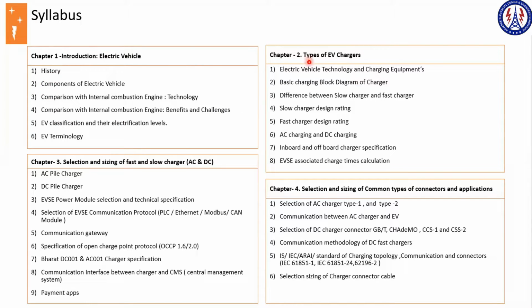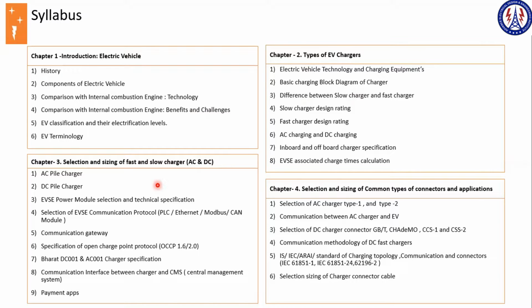Chapter 2, or module 2, has a focused area on EV chargers and their types. What types of EV chargers are available in the market, how they work, what slow charging and fast charging fundamentals are, the internal block diagrams of the chargers, the architecture you can say. Everything related to chargers we will address, be it an AC charger or a DC charger.